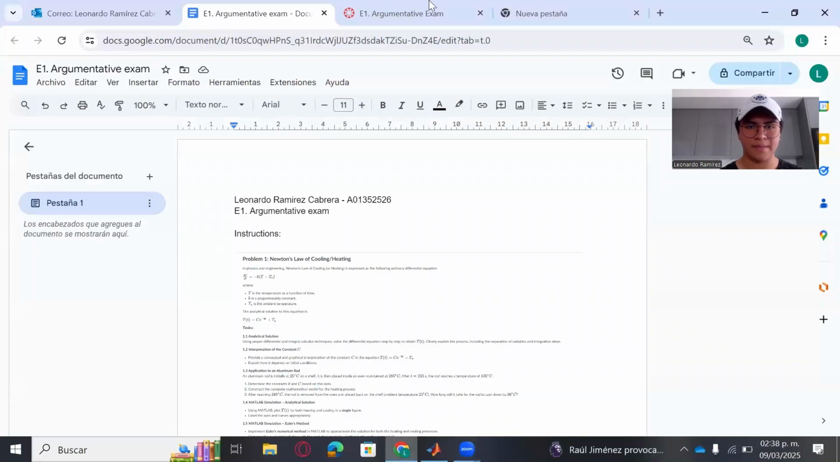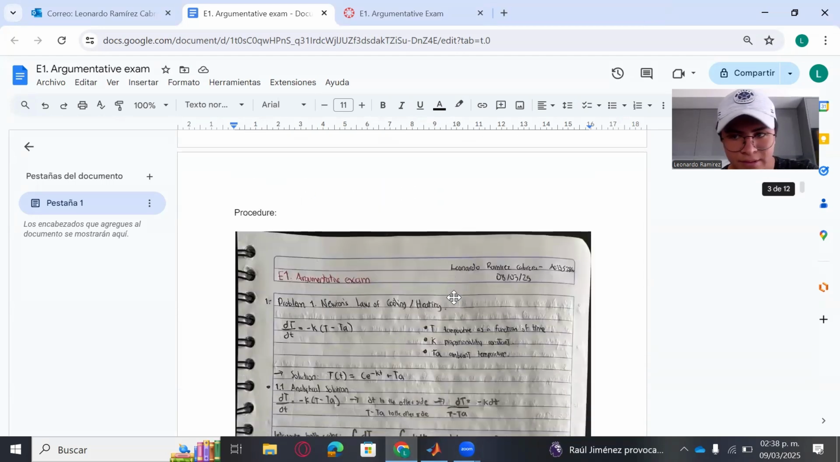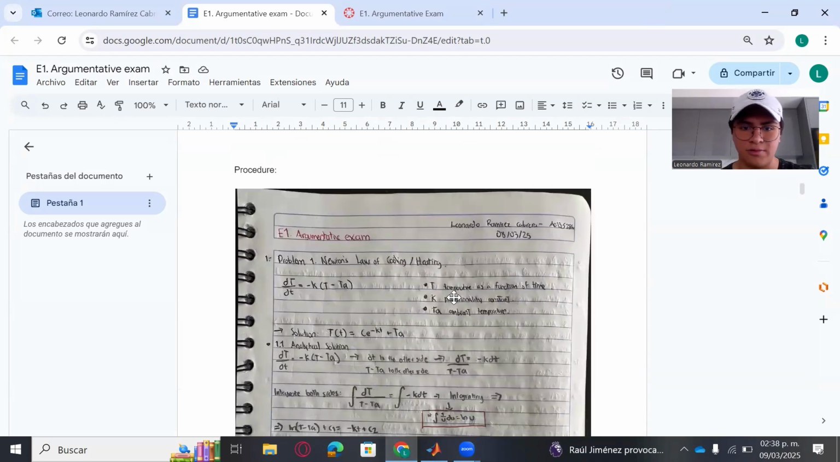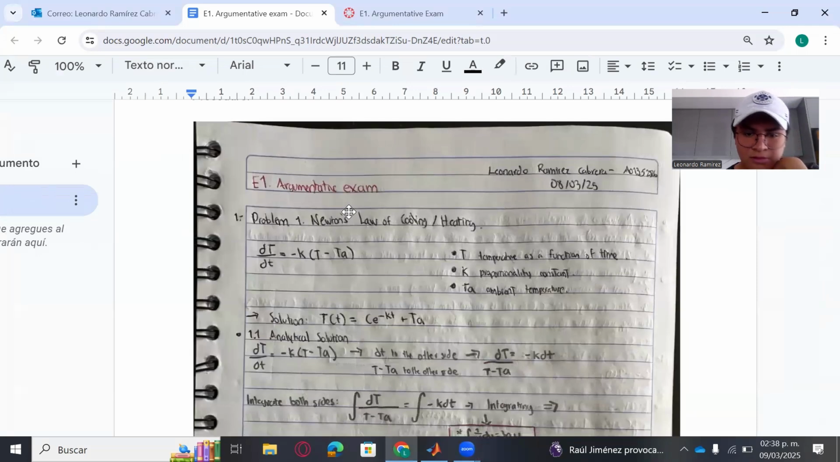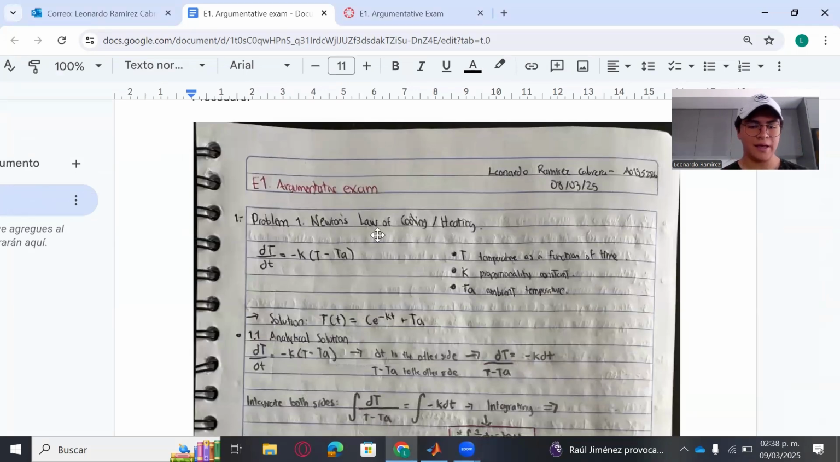So let's go through that. Let me share my screen so you can see the processes I used. Here we have them. Let us go through all of them really quickly so we have time. So here we have, in the first place, the problem of Newton's law of cooling and heating, where we first have to understand that this is an ODE.